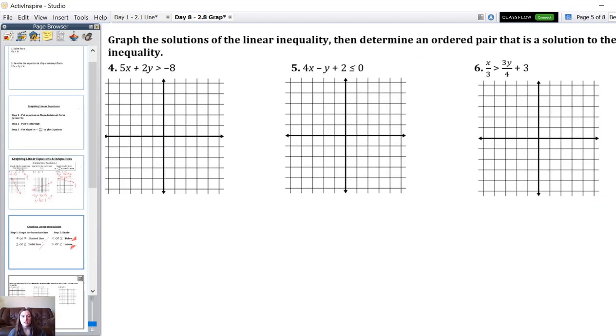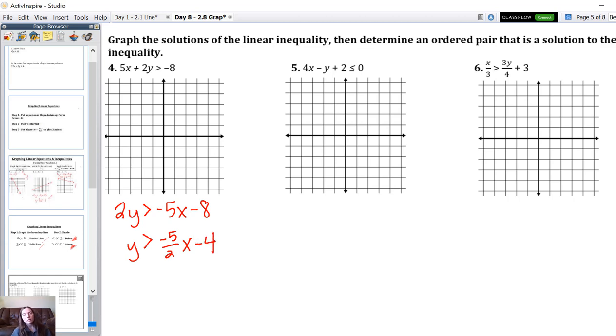We need to graph these and then determine an ordered pair that is a solution to that inequality. When we're graphing inequalities, we still need to make sure that it looks like slope-intercept form, so we're still needing to get y by itself. In number 4, I'm going to start by subtracting 5x from both sides. So we have 2y is greater than negative 5x minus 8. Then we can divide everything by 2. y is greater than negative 5 over 2 x minus 4.